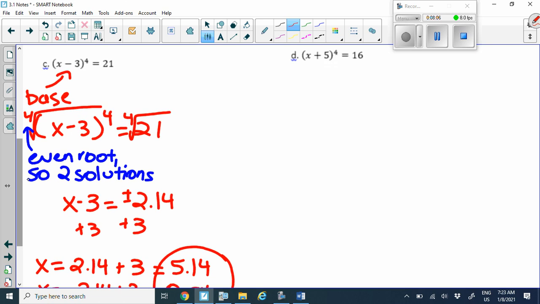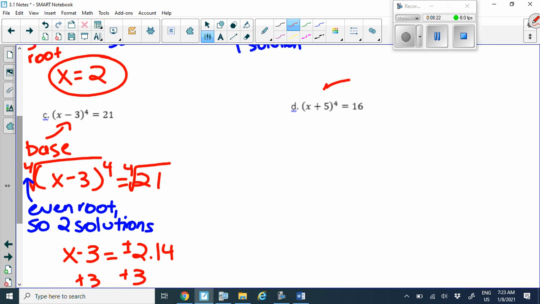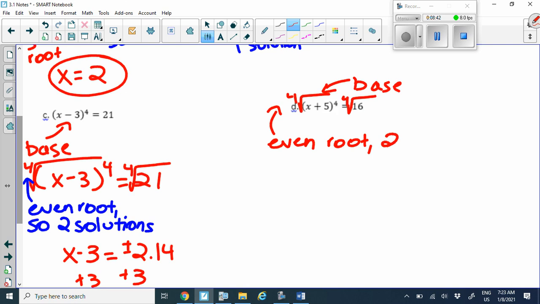Okay, what I would like you to do is go ahead, pause the video, and try part D for me, please. Okay, let's see what you got here. So notice what our base is. It is the x plus 5. Notice it is already isolated because we don't need to move anything that is behind or before it. So we're going to go ahead and take the fourth root of it. Okay. And notice that our root is even. So that means we're going to have 2 solutions.